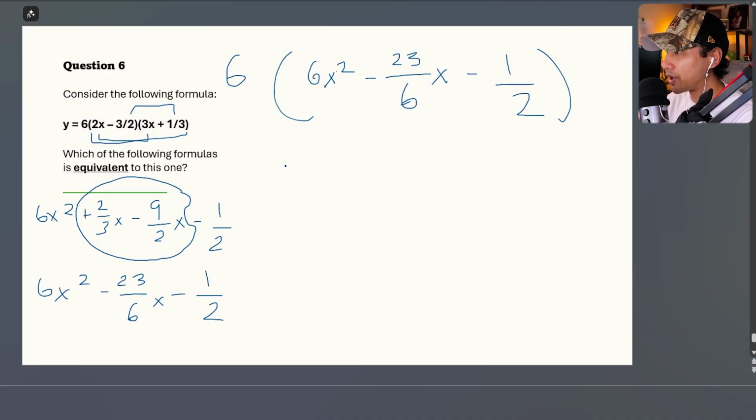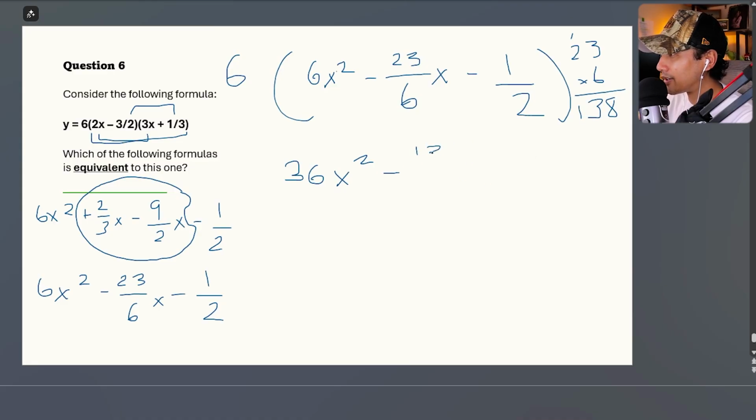Put that 6. We get 36x squared minus, what is 23 times 6? Oh my gosh, I don't know what 23 times 6 is. 6 times 3 is 18, 6 times 2 is 12, so 138. Oh my gosh. 138 divided by 6, x minus 6 over 2. Okay, I don't know about this.